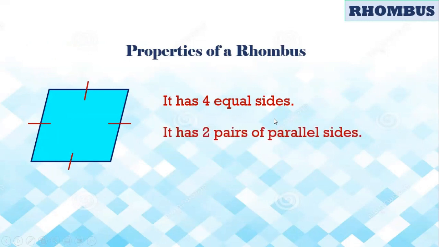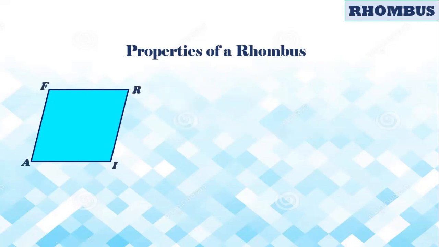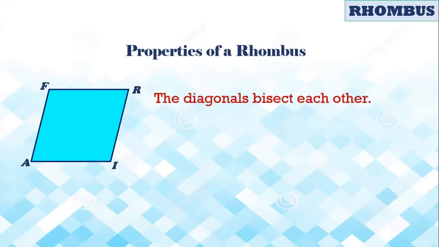Next, it has 2 pairs of parallel sides. So I have this first pair of parallel sides, and this is the second pair of parallel sides. I have rhombus FAIR. So the third property is that the diagonals bisect each other. So FI bisects AR and meet at point Y.